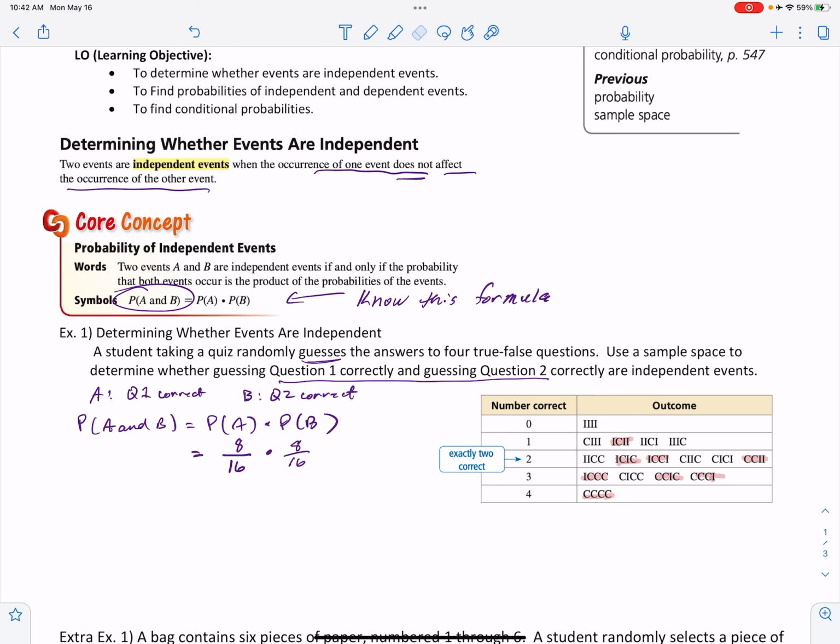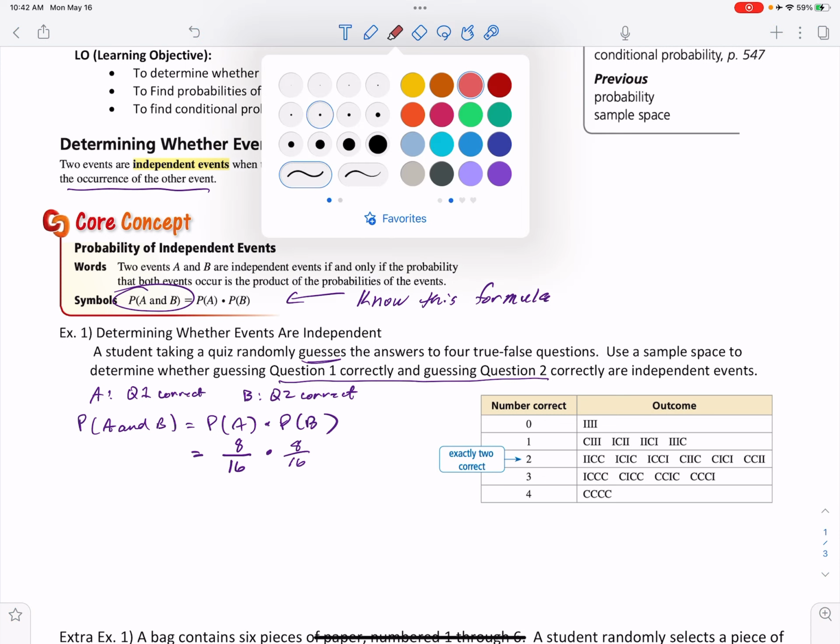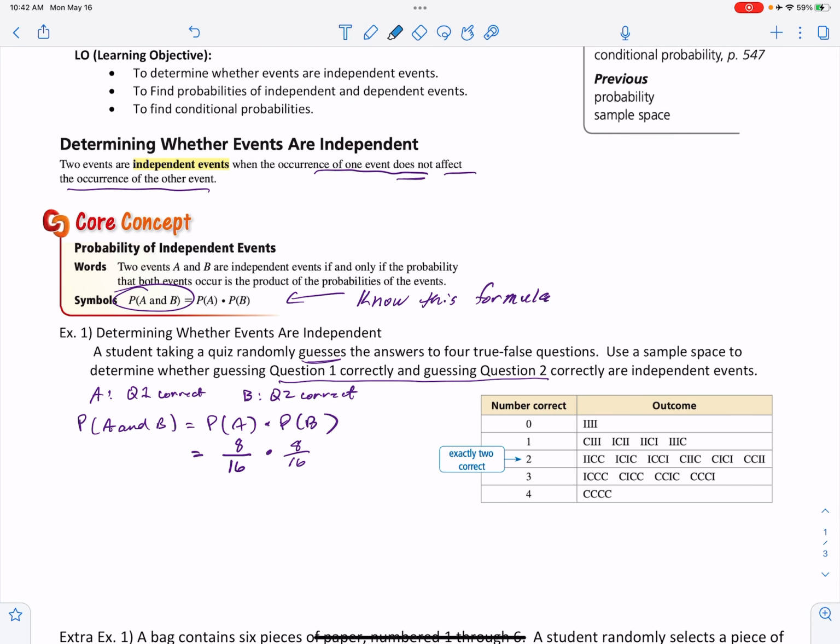On the left-hand side, I need to go through and highlight where both the first and the second were correct. So I'm looking through and I'm trying to see where I have the first and the second correct. And anytime I see the first and the second correct, I'm highlighting it. And that probability was 4 out of 16.